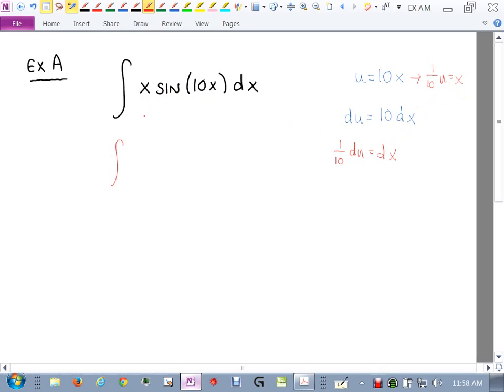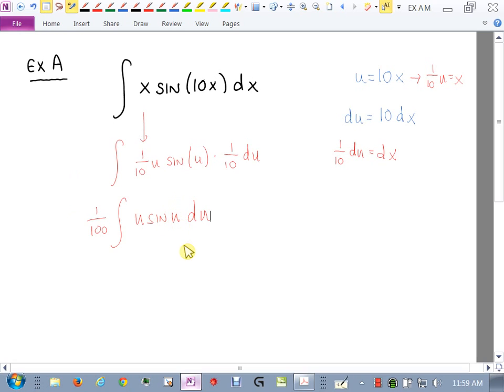Now let's rewrite the problem. This became integral. The x became what? 1/10 u. This was sine u. And dx became 1/10 du. The 1/10 and 1/10 could come out as a 1/100th, right? So I'd have 1/100th integral u sine u du. And that's pretty much the same integral I just had. I had an x in front, right? I had sine, and then here I had 10x. Well, that's a little better, isn't it?